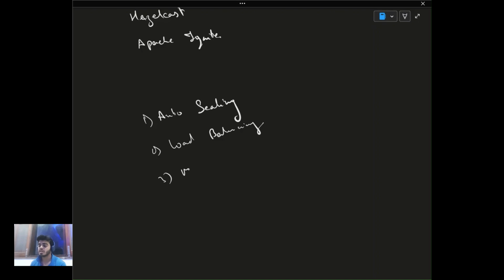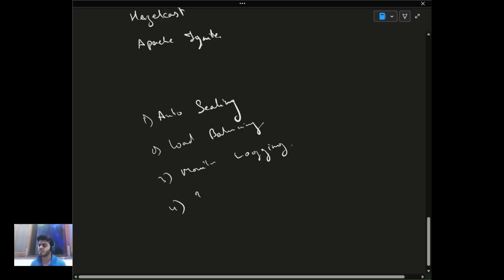Monitoring and logging, it uses Prometheus and Grafana to track cache performance. And the last one is security. It implements authentication and encryption for data safety.